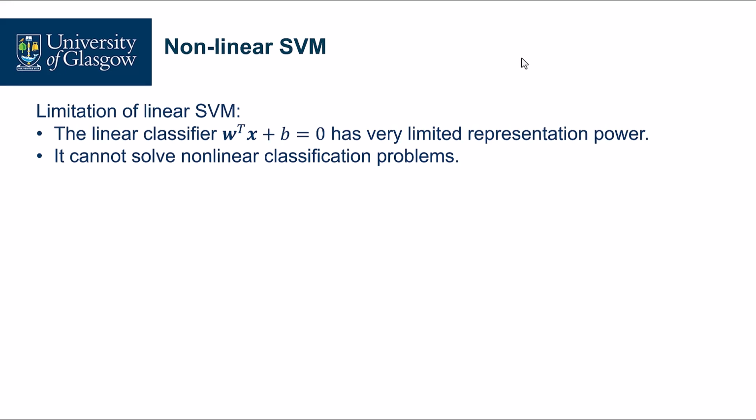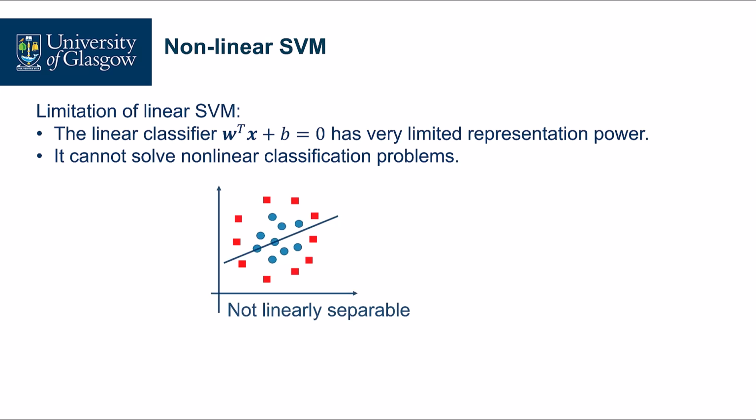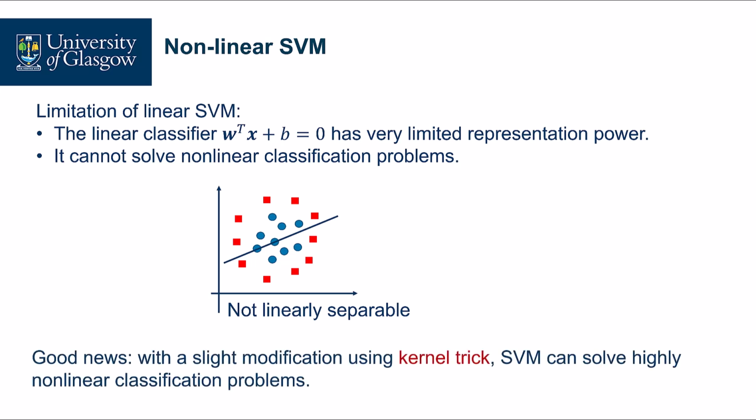For example, with this distribution, as you can see, no matter how we draw the line to divide it, hard margin or soft margin, there's no way to separate the two classes. So in this case, what can SVM do? There is good news. When we use a technique called the kernel trick, we can transfer the data to a higher dimension. Then SVM can solve these highly nonlinear classification problems. So how does it work? I'll show you now.